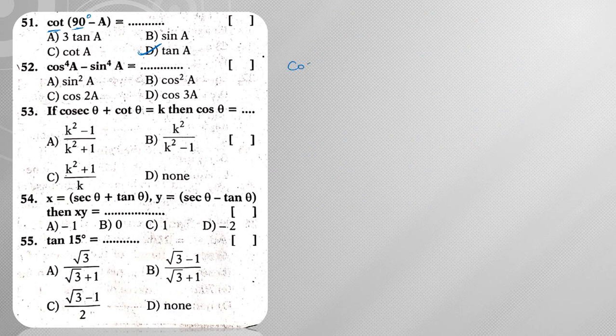What has he given? cos power 4A minus sin power 4A. It can be written as cos square A whole square minus sin square A whole square. It is in the form of a square minus b square. A square minus b square can be written as a plus b into a minus b.